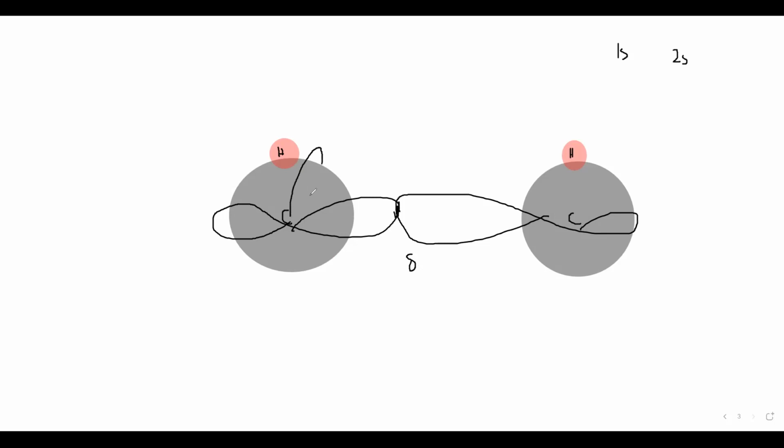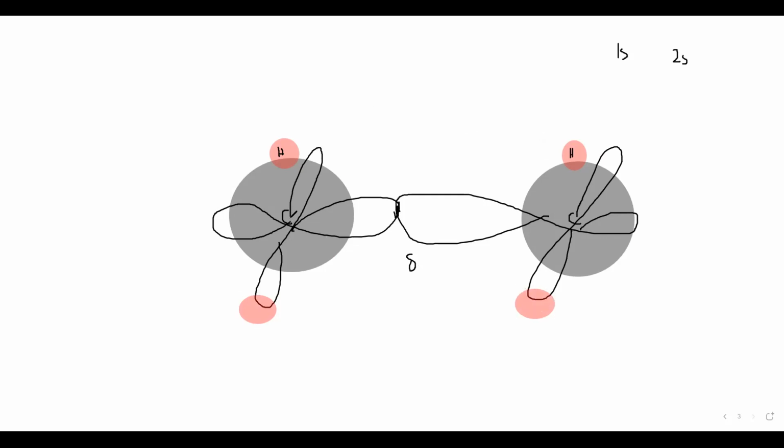Then you can take 2py and you take 2py, and this can overlap with hydrogen. So this overlaps with one of the hydrogen, because the overlapping is complete. As the overlapping is complete, that's also a sigma bond.